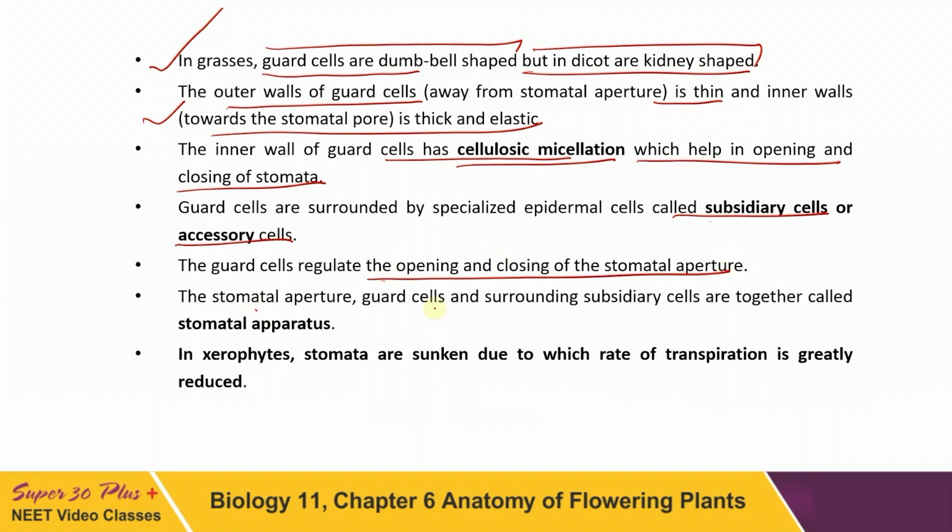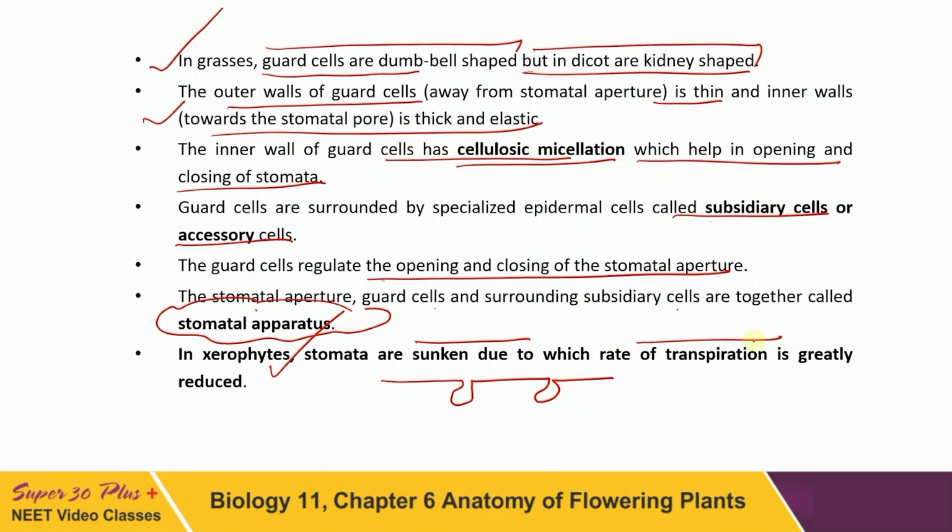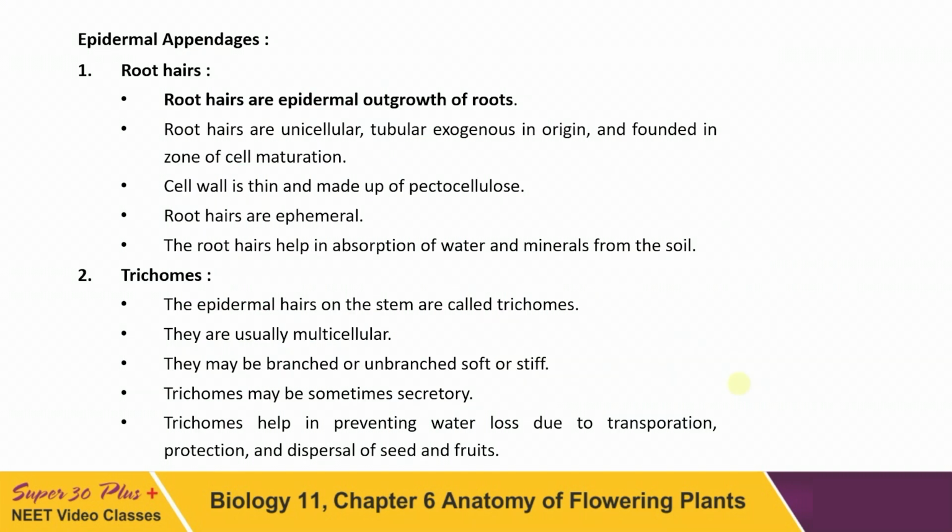The stomatal aperture, guard cells and surrounding subsidiary cells together are known as the stomatal apparatus. In the case of xerophytes, stomata are sunken. They are not on the surface. If this is the surface of the leaf, then the stomata are found in a pit, and such stomata are known as sunken stomata. It reduces the rate of transpiration, because scarcity of water is already there. Transpiration is greatly reduced.